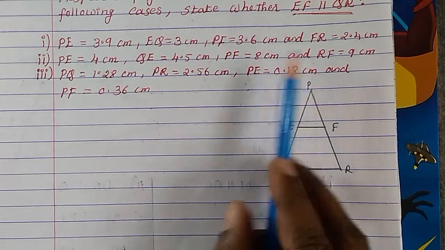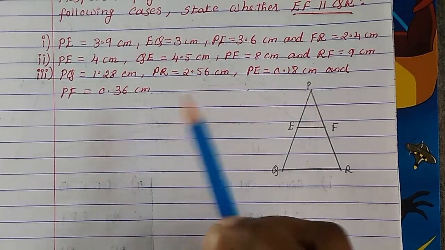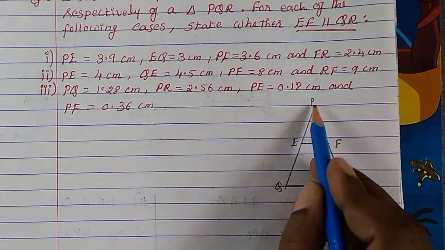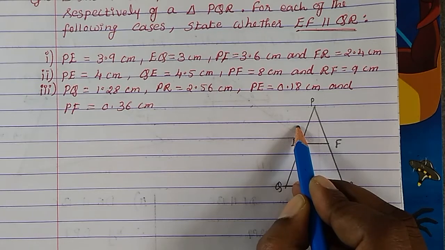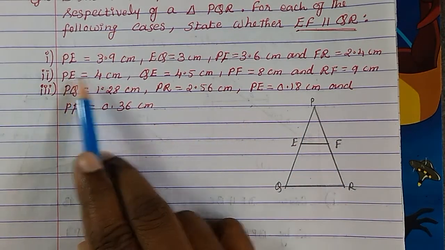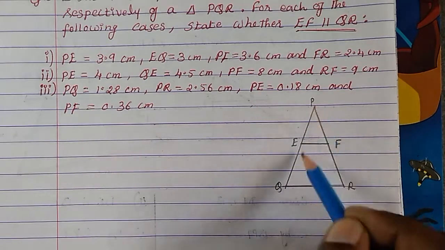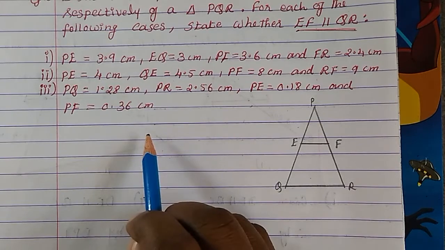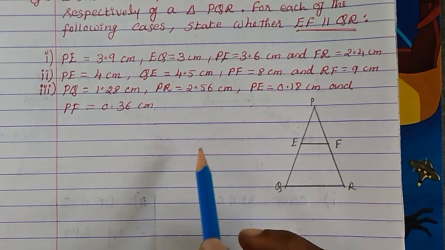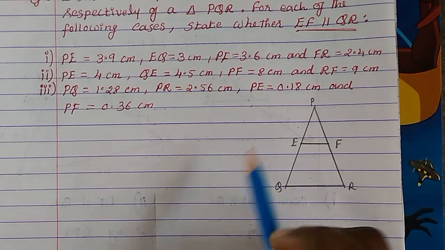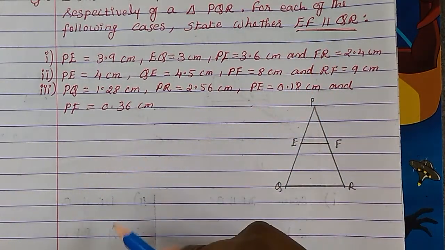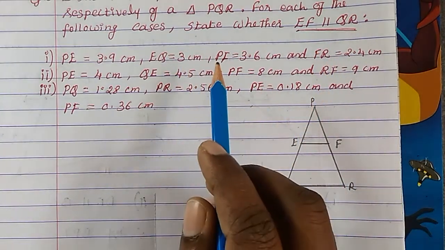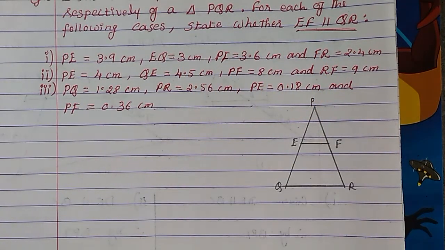So here values are given to us. Each case has different values. For example, PE is 3.9 centimeter. PE is here, right? So this is 3.9 centimeter. But in the second case, PE is given as 4 centimeters. So we are not going to write the values first. We will just write the ratio, then we will put the values, and if the ratio comes equal, then we can say they are parallel. If the ratio doesn't come equal, then we will say this is not parallel for this case. Okay, so let's see one by one.